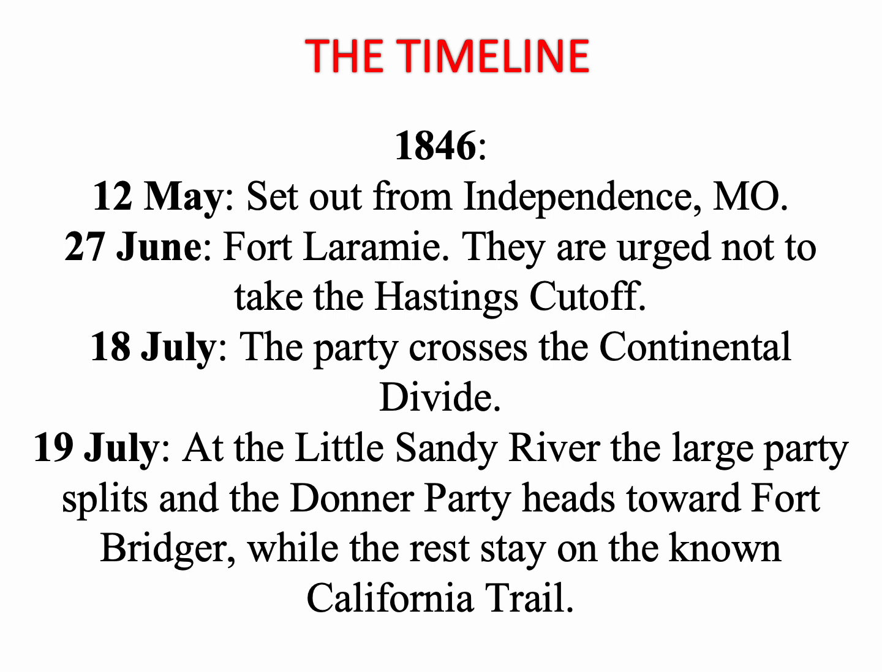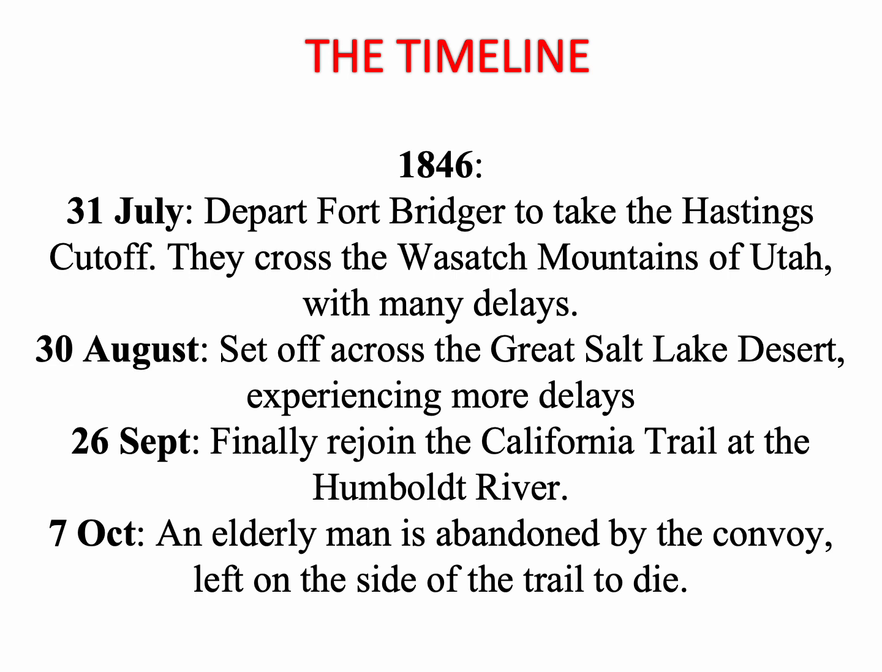Here's the timeline. In 1846, they set out from Missouri. 12 May, they hit Fort Laramie. They're urged not to take the cutoff. They don't listen. They cross the Continental Divide. The Little Sandy River was when they had to make the final decision to go on the normal route. They choose to take the cutoff going towards Fort Bridger. They depart Fort Bridger to take the cutoff.